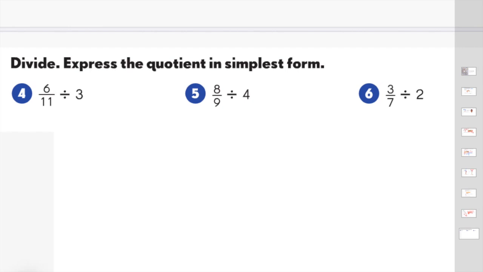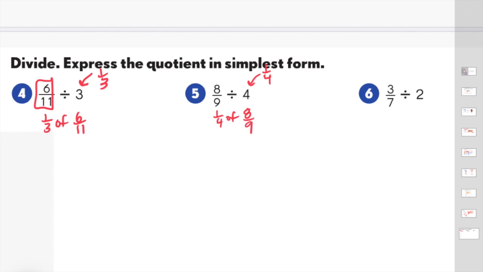So, like I said, I want to get these set up, and then I'm going to have you solve them on your own. Okay, so 6/11ths divided by 3. When we're dividing by 3, we're actually taking a third of that number. So this is like saying 1/3 of 6/11ths. And in number 5, if we're dividing by 4, we're actually taking a fourth of the number that we're dividing. And so this would be saying 1/4 of 8/9.